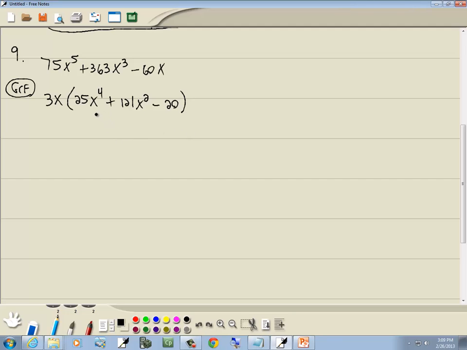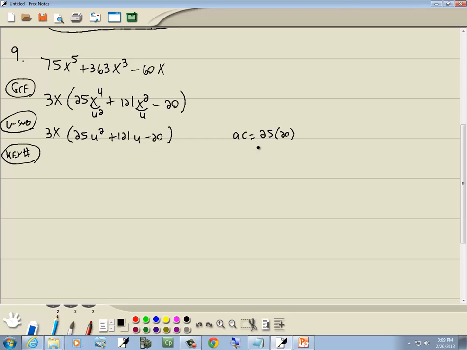Okay. Now what's inside the parentheses here? We're going to use the u-substitution. Let the variable part of the middle be u, and the variable part of the first be u squared. So this becomes 3x times 25u squared plus 121u minus 20. This would now be the key number. With the key number, we take the number at the beginning times the number at the end. So I take 25 times 20, and we ignore signs, which gives us 500.